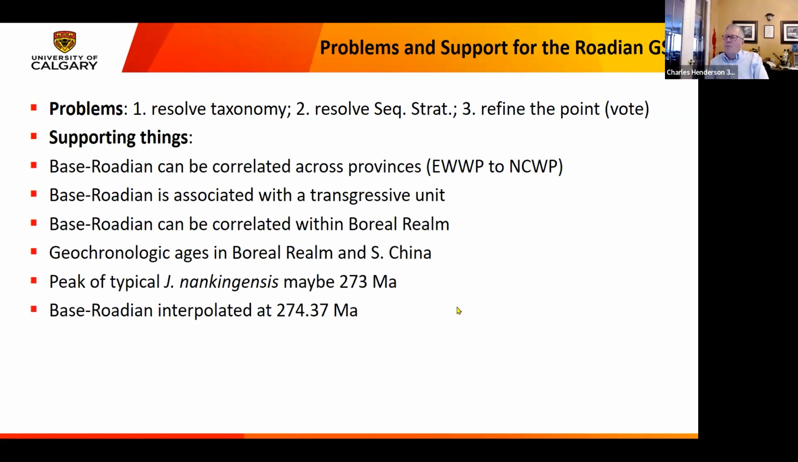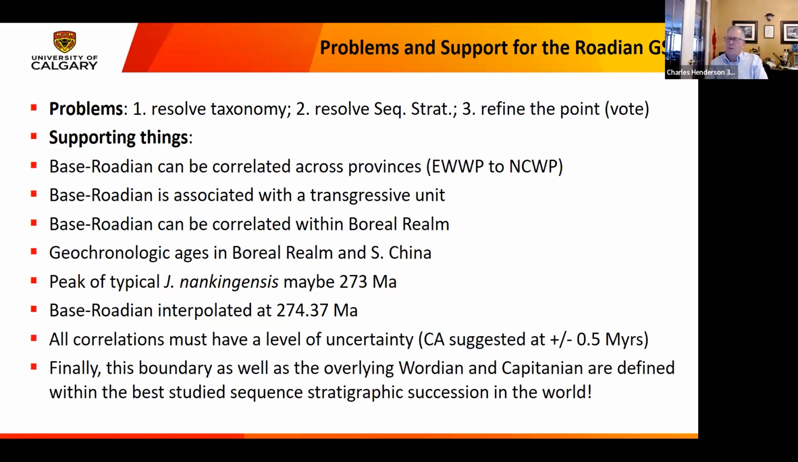And the peak of typical Genogonduela Nankinginsis is about 273. So I think the forms that we're seeing at Pingdingshan and Zhengpanshan are probably that 273. And so the base Rhodian, 274. All correlations must have a level of uncertainty. We've got to keep that in mind. I don't know how to do that well, but I think at least at this point we can say that.